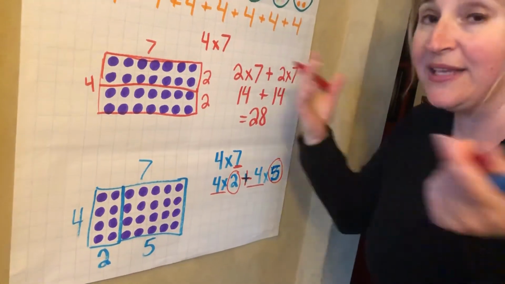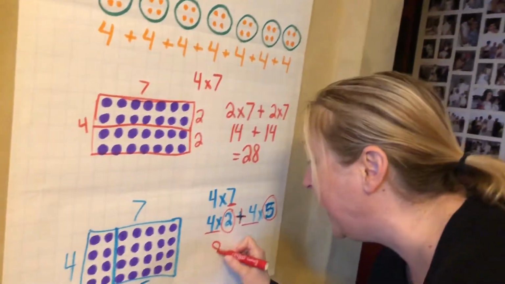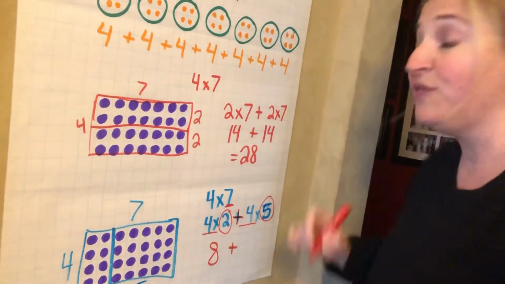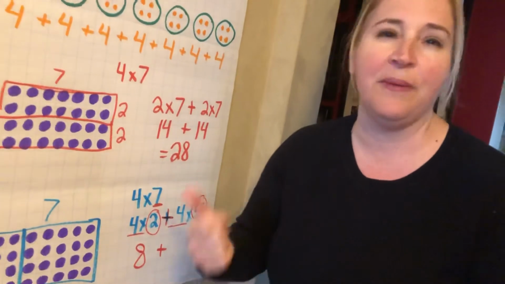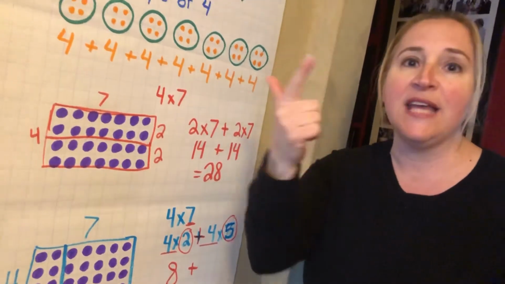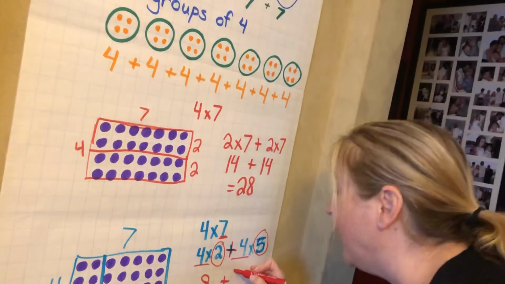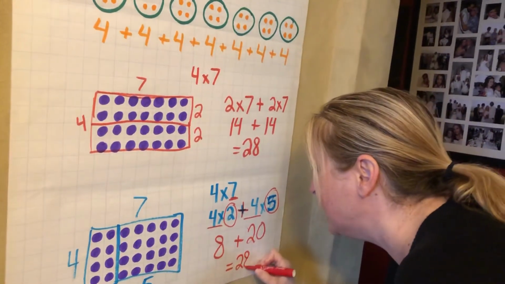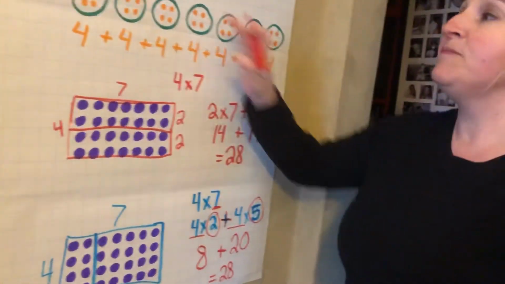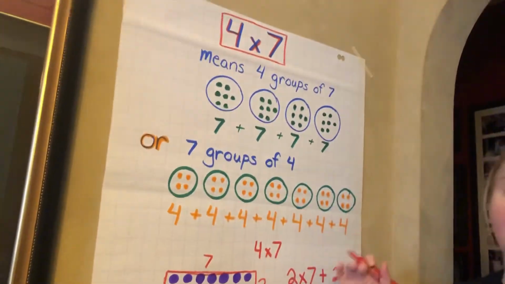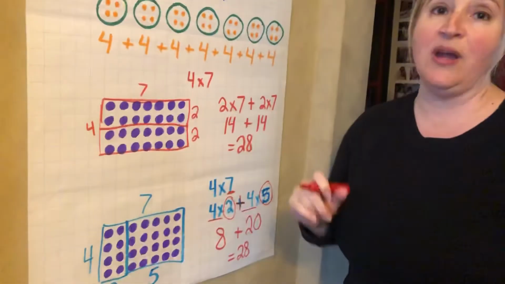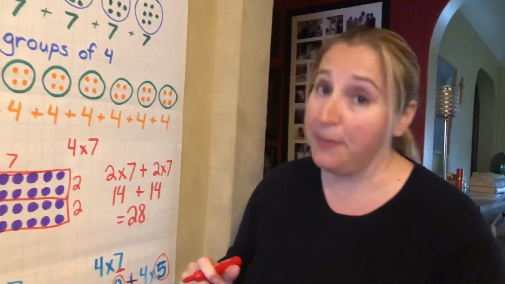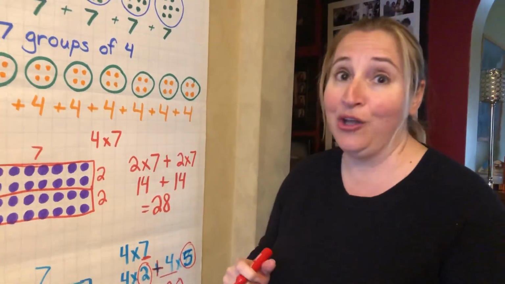4 times 2, that's easy. That's doubles. That's 8. And 4 times 5 should be easy because we know how to count by 5s really quickly. 5, 10, 15, 20. So we got a 20 here. And so 8 plus 20 is 28. Same answer as here. Same answer as if I counted each one. So that's a really great strategy to use, the break apart strategy, as we like to call it. Thanks.